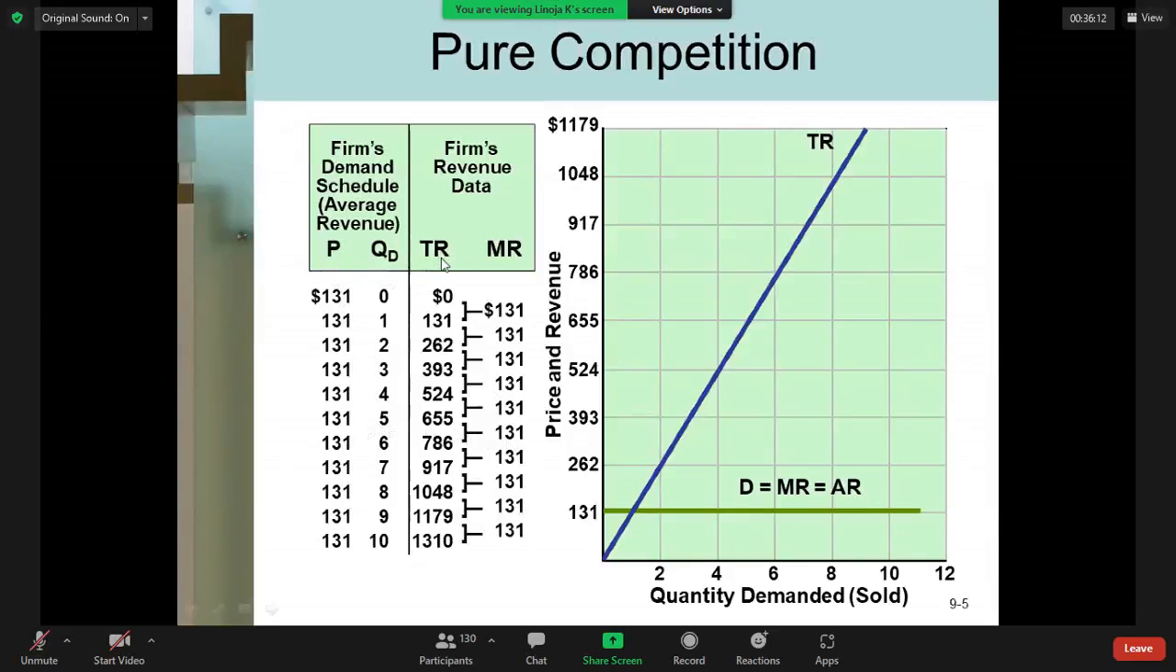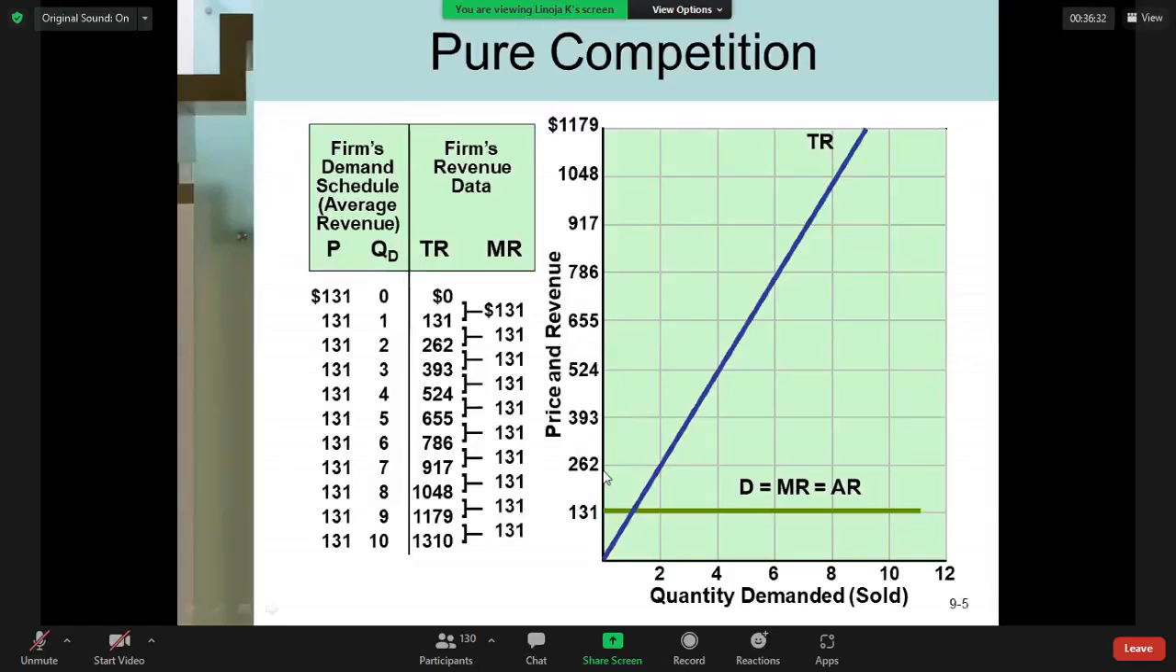When you see these values, what are the things unchanged or constant here? Price, quantity, total revenue, marginal revenue? Price and marginal revenue. Everyone understood? Price and marginal revenue, both are not changing, right?